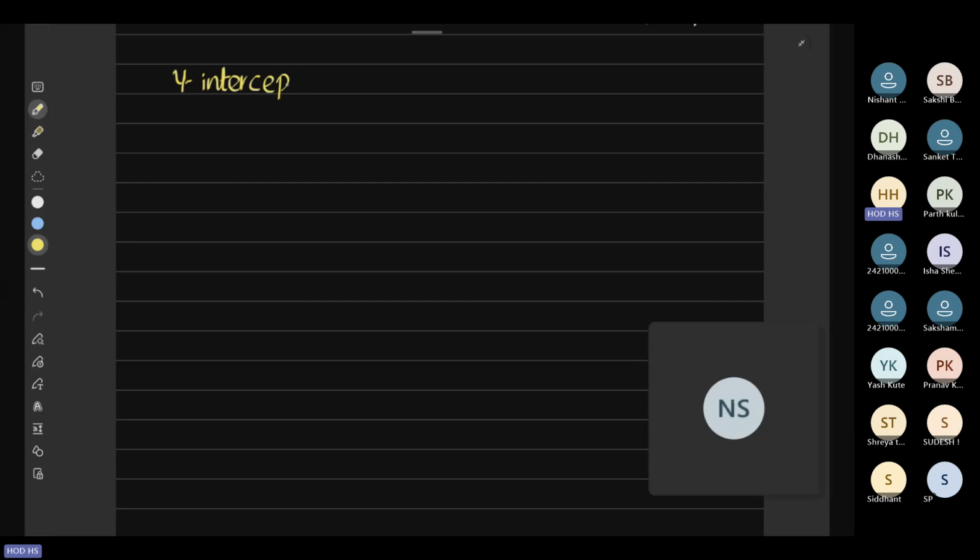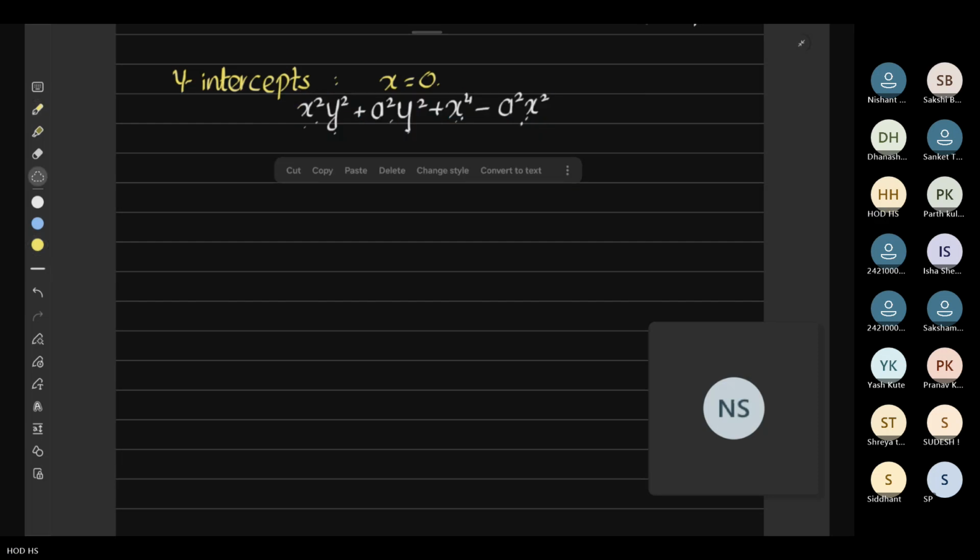So to calculate y-intercepts, we need to substitute x is equal to 0 in the given equation. So this is my given equation. I will just again copy this with equal to 0. If I substitute x is equal to 0, first term is 0, second term will survive, third term is 0, and this term is also 0. So notice that I will have a²y² is equal to 0, and therefore y is equal to 0 or y is equal to 0.